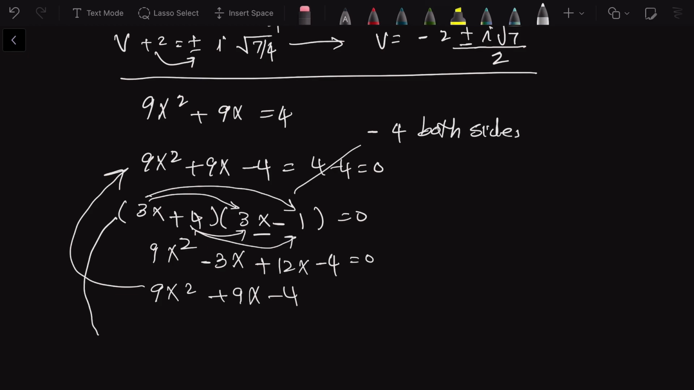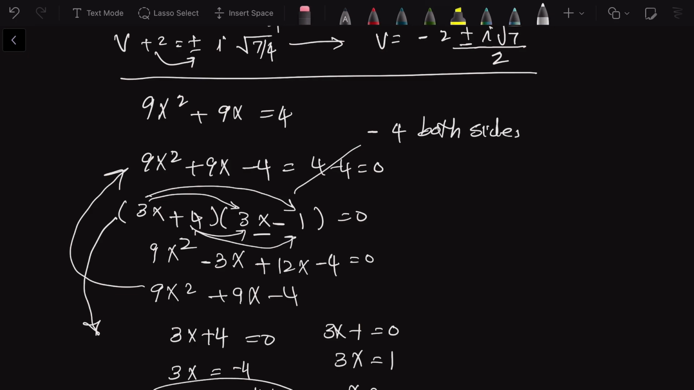So we're going to use this factoring. All right, so what does that mean? It means that 3x plus 4 is equal to 0, or 3x minus 1 is equal to 0. So 3x equals negative 4, so x will be equal to negative 4 over 3. That's my first x value. So 3x equals 1, so x will be equal to 1 over 3. That's my second x value. So my two x values are minus 4 over 3, or 1/3.